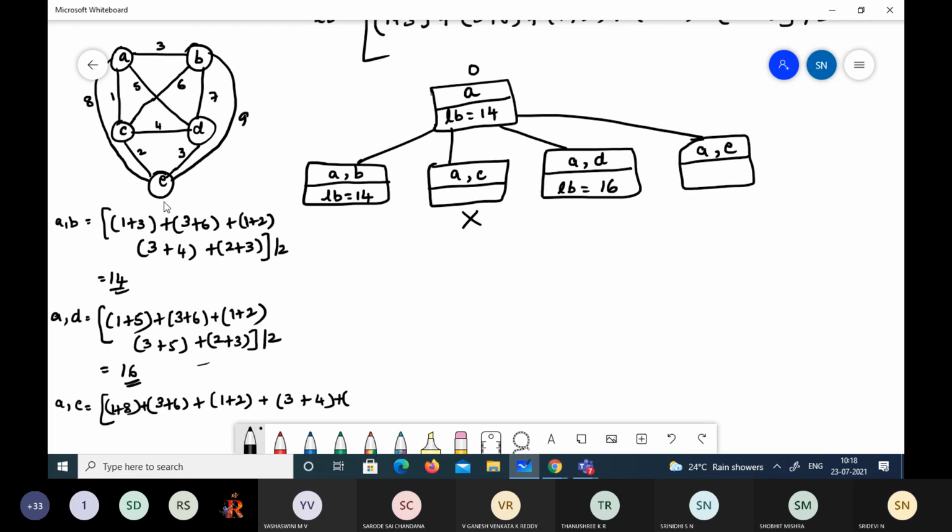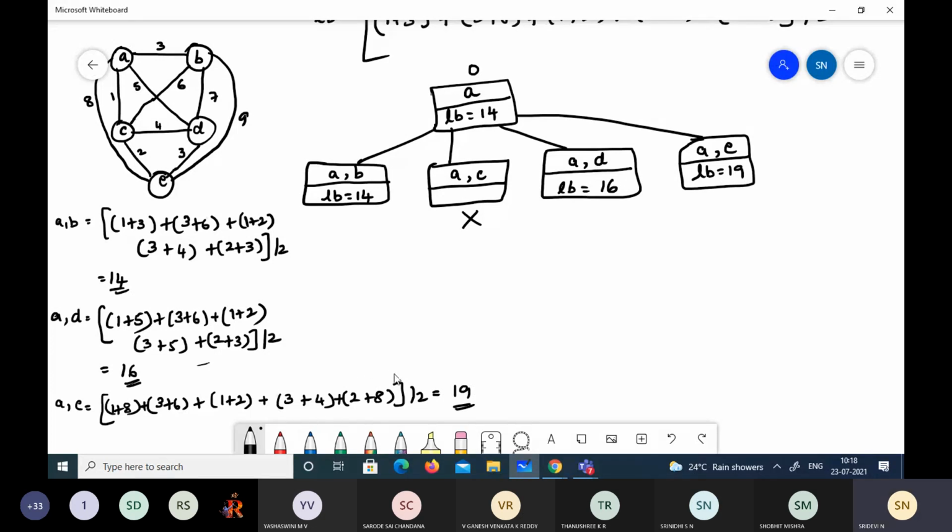Now when it comes to E, you cannot select 2 and 3 because this is already fixed. So you have to select 2 and 8. So 8, 2, 3, 9, among which 8 is fixed. Which is the next nearest among these 3? 2. So we have to select 2 and 8. The whole thing divided by 2 will come to 19. So the lower bound for this will be 19.